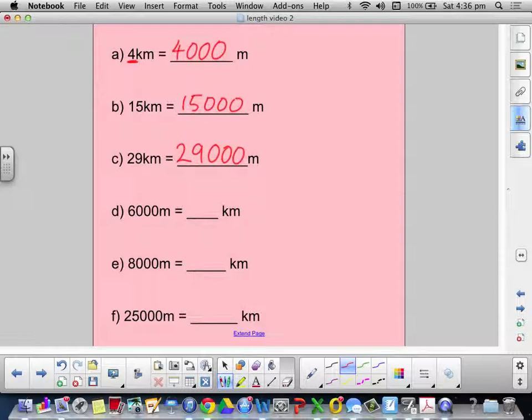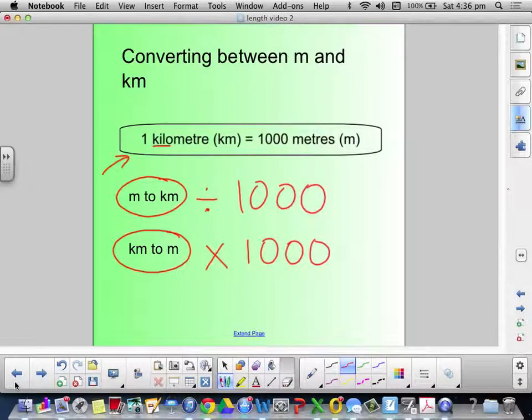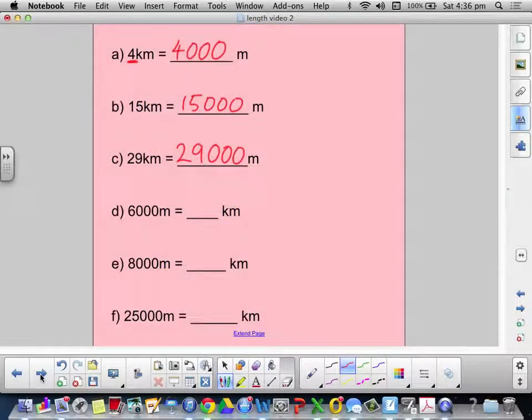Now we're going back the other way. I think Mr. B's finally got this worked out. So we're going from metres to kilometres. Yep, we're dividing this time by 1,000. So we can take those zeros off that we would put on if we're multiplying. So here's 6,000 metres. There are 3 zeros. When we divide by 1,000, we can just remove those to get 6 kilometres. There's your answer. 6,000 metres is 6 kilometres. Have a go, pause me now, have a go at E and F.